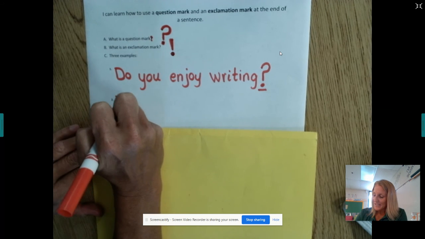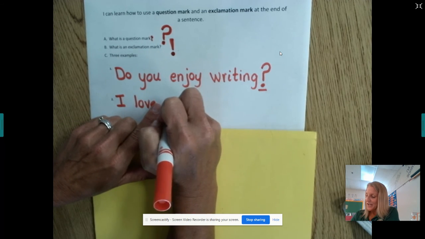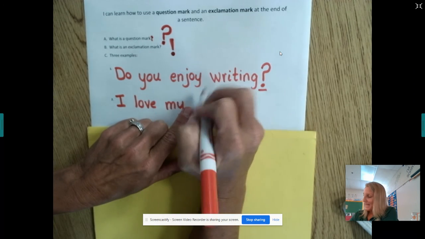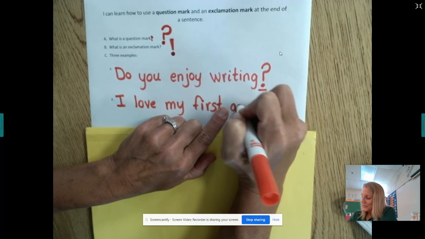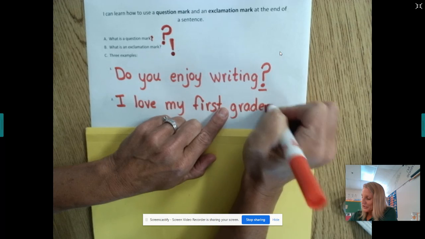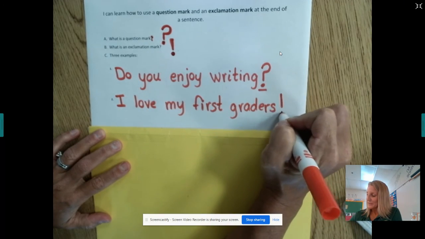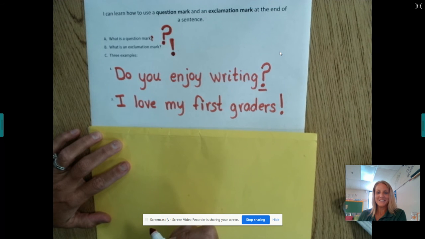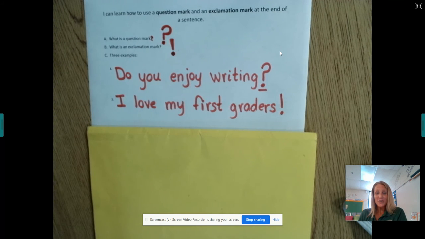So I'm going to start with that capital letter. I'm going to leave spaces between my words. I love my first graders. And I'm going to show you that I have lots of emotion. And I'm going to put that exclamation mark at the end of my sentence. Okay? But remember, we don't always just use those when we're happy. We can also use them when we're scared or when we're upset or when we're sad.